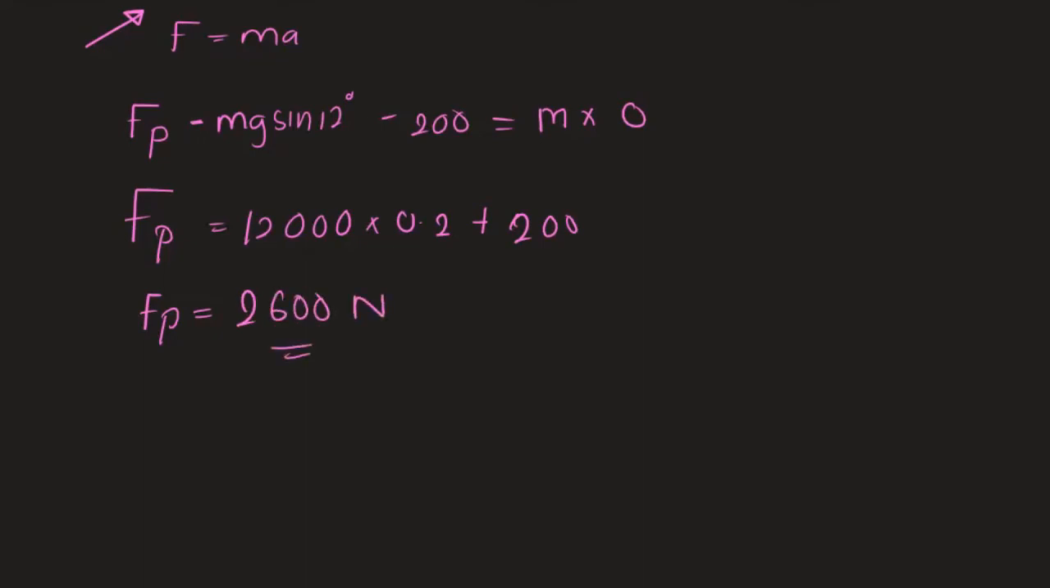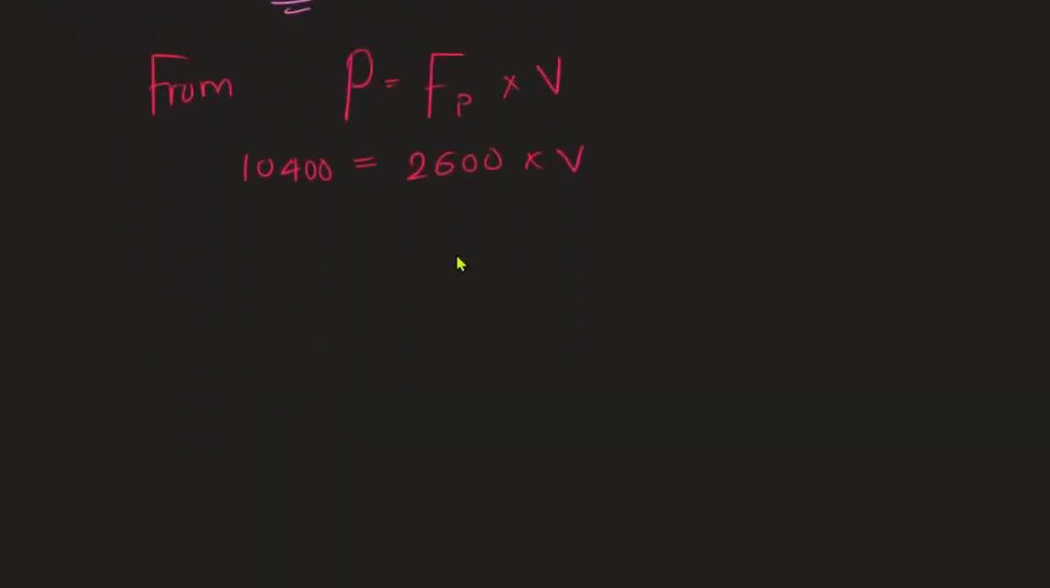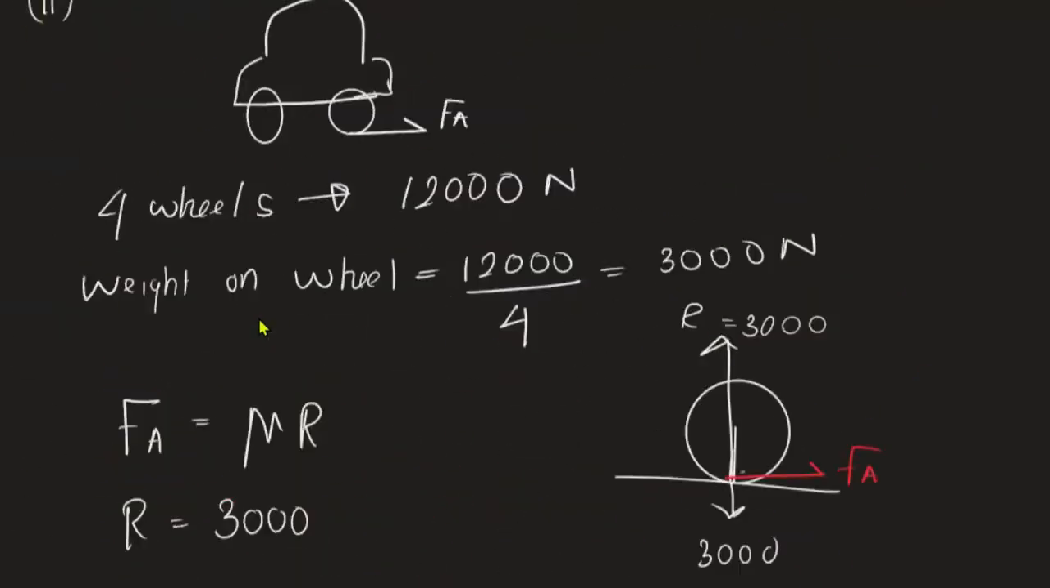Now we can find the velocity. How? According to the equation, the power is equal to Fp into velocity. The power they have said is the same as the previous case, so 10,400 that we found. Now in this case the force is 2,600, and to find the velocity, if we divide 10,400 by 2,600, we're going to get 4 meters per second, right? So this will be the answer. So that problem is also done.